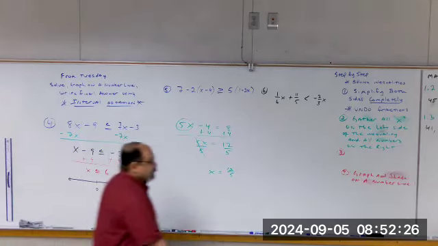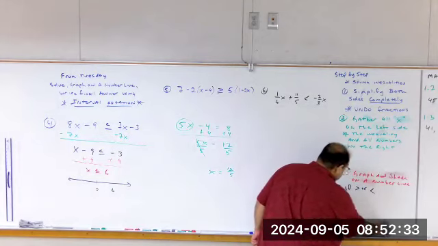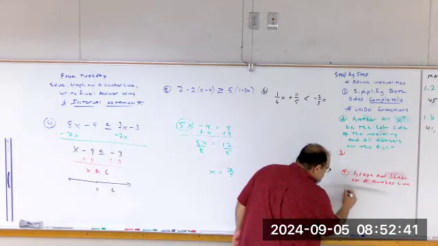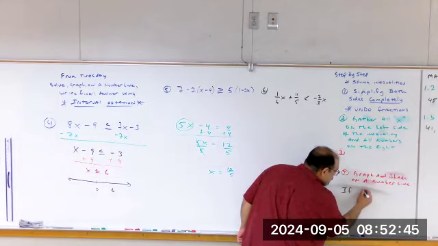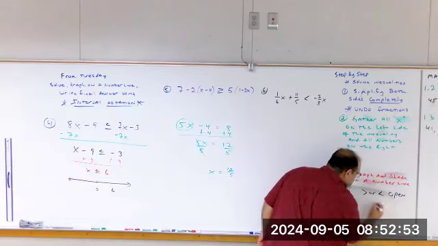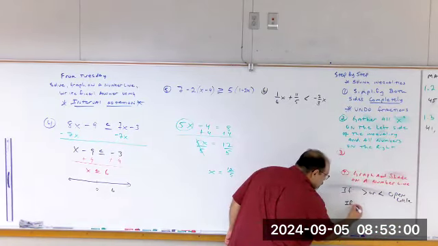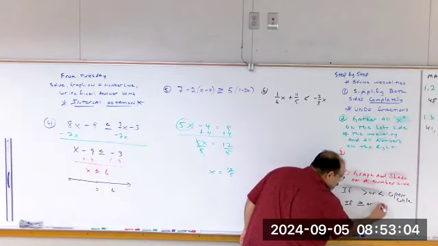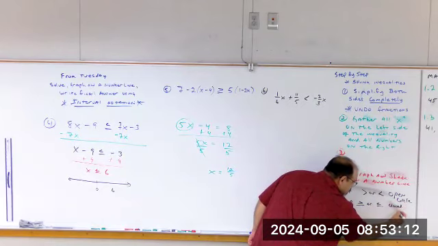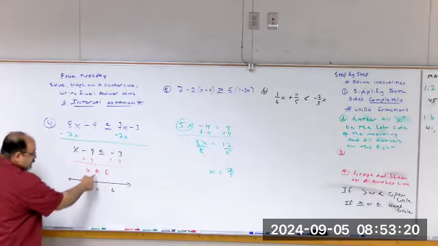So, if it's just greater than or less than, it would be easy to know. If it's greater than or less than, it's an open circle. And if it's greater than or less than with an equals, that's a closed circle. So the 6 would be a closed circle because it has an equals.